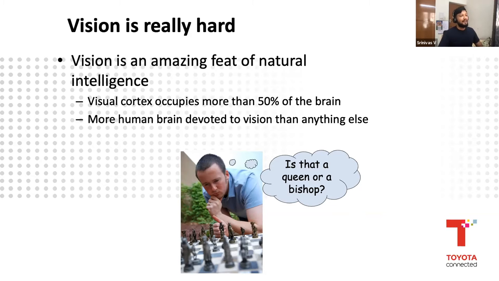Because human brains are extremely developed to recognize objects. You can see that the visual cortex in our brains occupies more than 50% of the entire brain, more than 50% of the volume of your brain is only dedicated to vision processing. So how cool is that, right? That's how capable humans are, and we are trying to bring a similar capability to machines so that we can achieve human level feats and stuff like that.